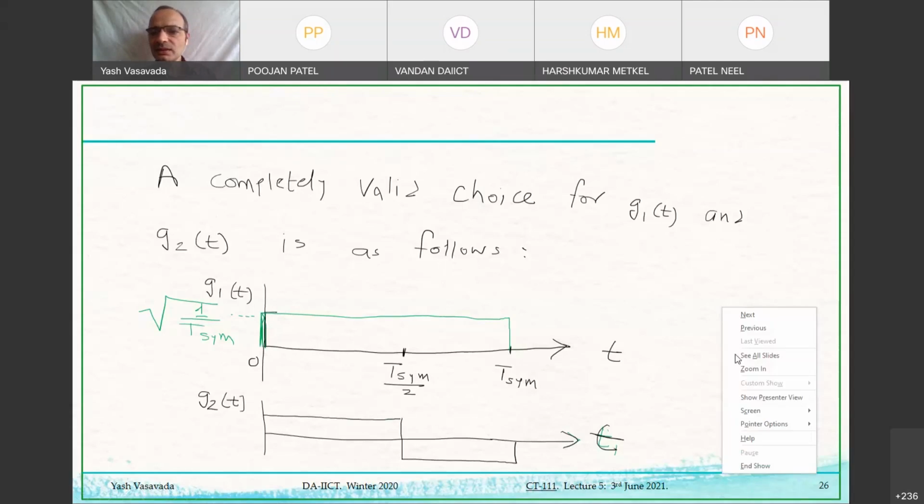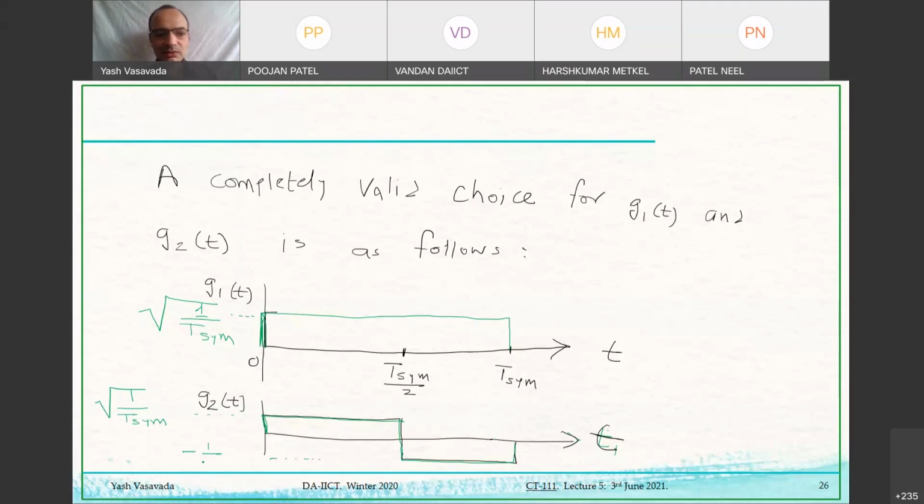So this again, I need to draw in the right color so that you get the idea. So this is how this g2 of t will look. This is a perfectly valid choice of g1 and g2, by the way. And again, by doing the same math in your head, if you integrate the area of this function after you square it, the only way you can make that area equal to 1 is if you make this level 1 over the square root of T_sym, and then this also negative 1 over the square root of T_sym.